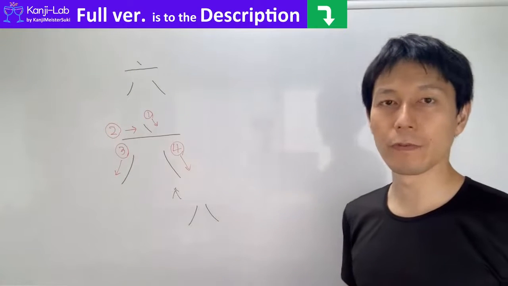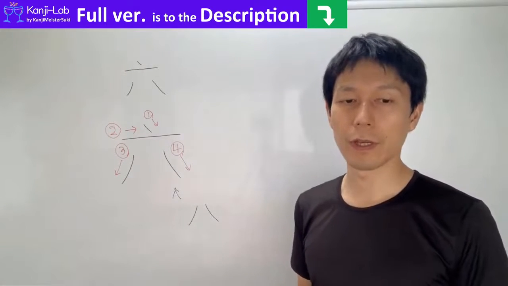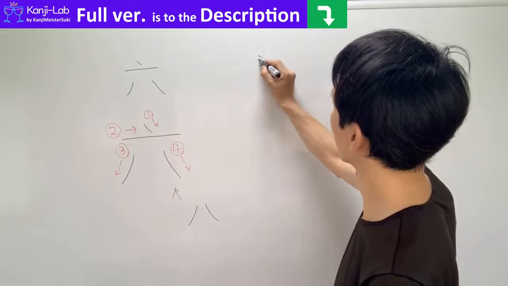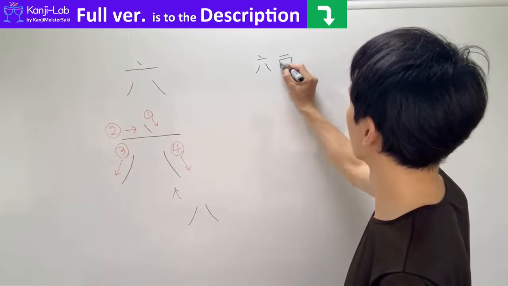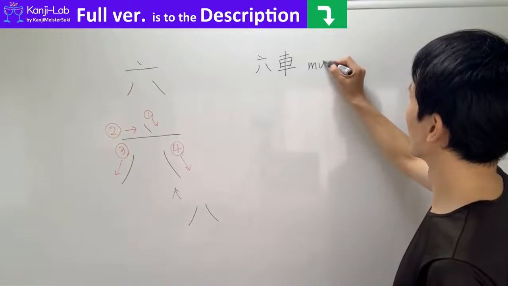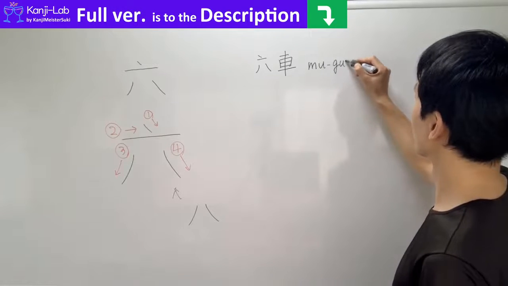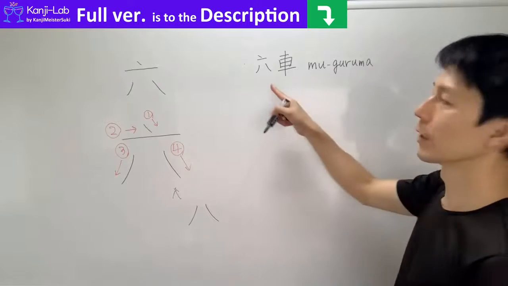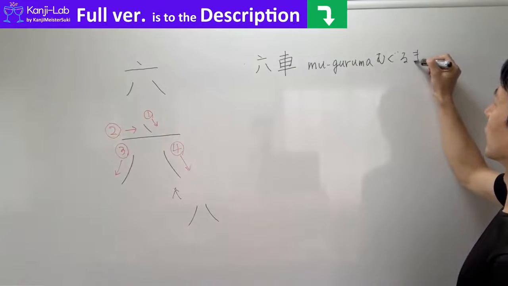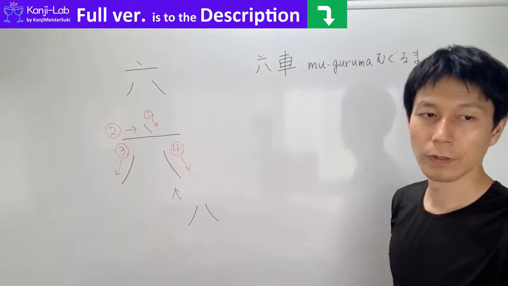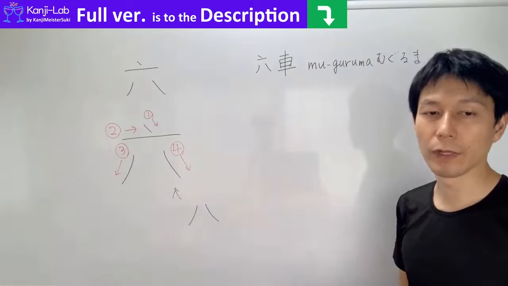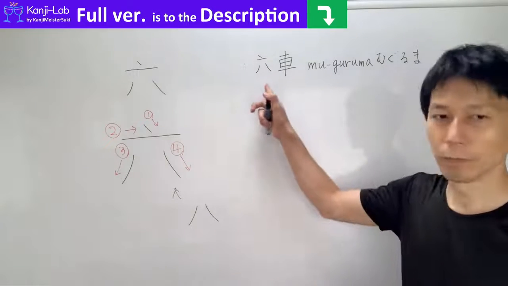Next, I will introduce family names. Here are some family names that are particularly common in Japan. There are no specific well-known personal names that use the kanji roku.